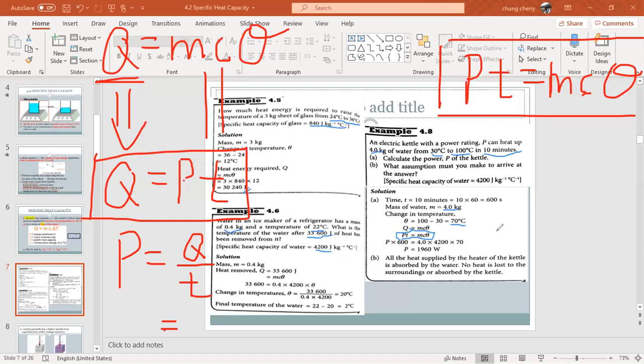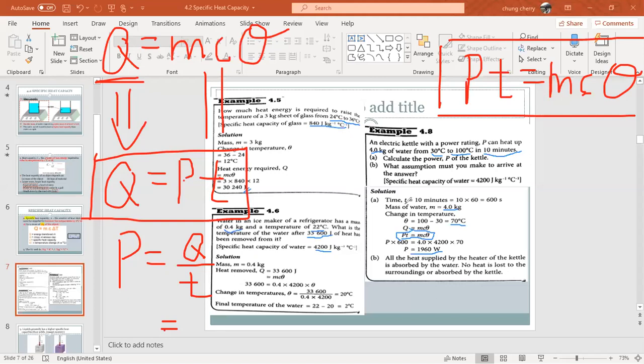T is 600 seconds, M is 4, C is 4,200, times the change in temperature 70. Move the 600 to the other side, and you will get the answer: the power is 1960 watts. W is the unit for power.